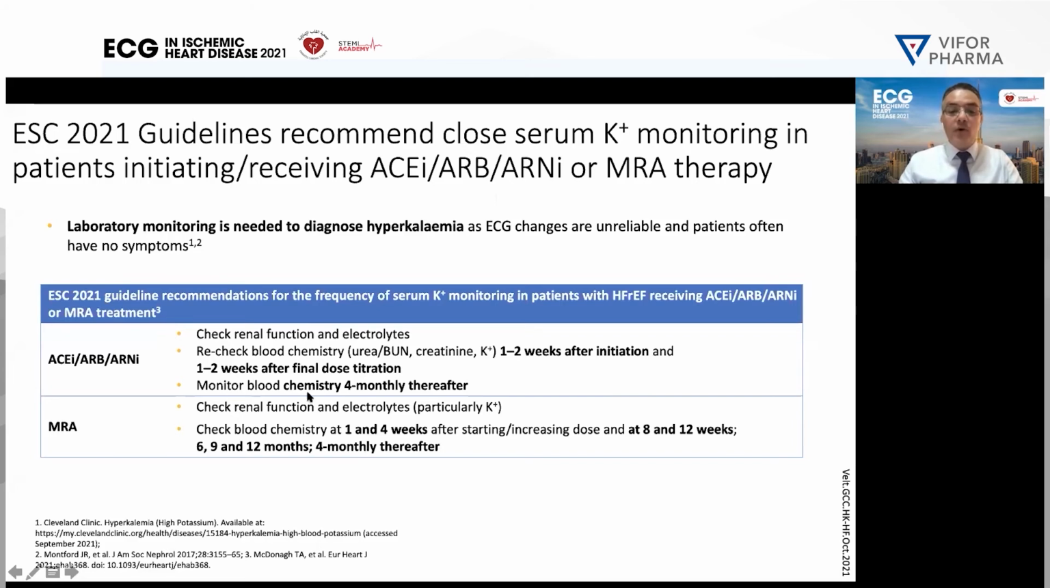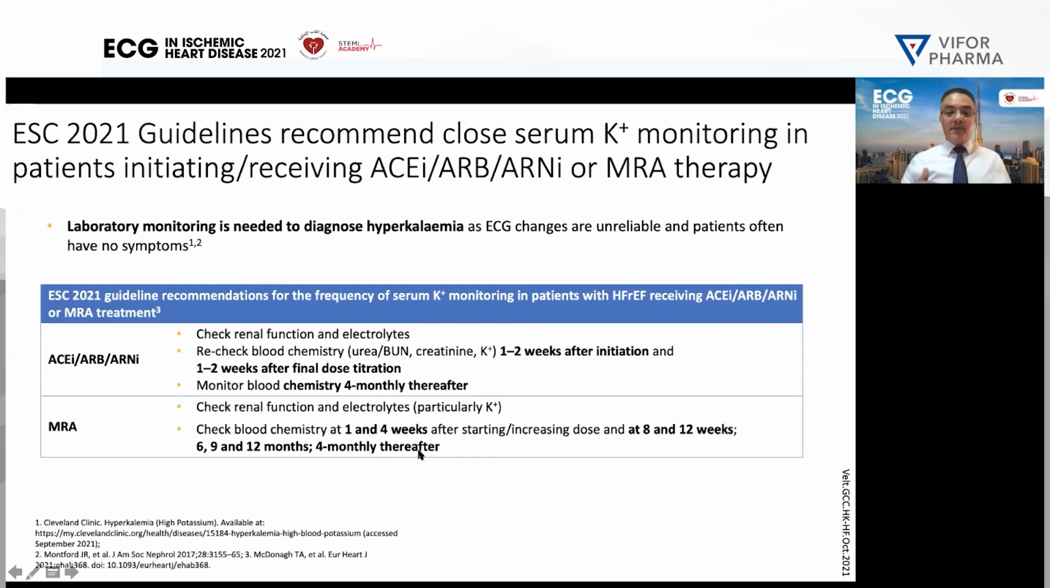Monitor the blood chemistry 4 monthly thereafter. You don't leave your patient on the medication without regularly checking the blood, their renal and electrolytes function. For the MRAs, it's more tight. The guideline asked us to check the renal function and electrolytes, particularly the serum potassium, and then check the blood chemistry at 1 and 4 weeks after starting or increasing the dose, and at 8 and 12 weeks, then every 3 months for a year, then 4 monthly.